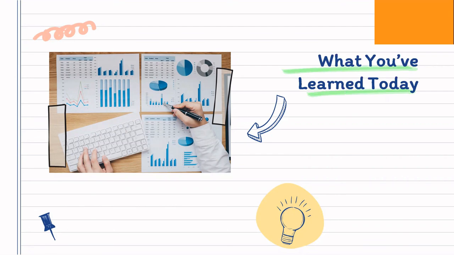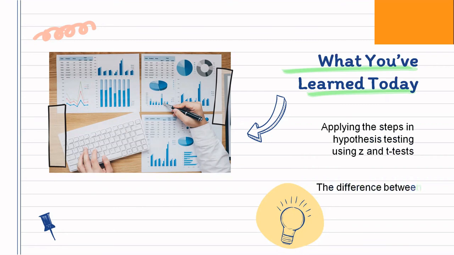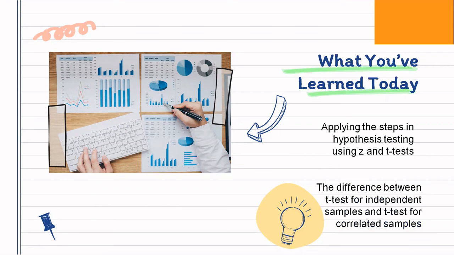Now we're done with our lesson. What you've learned today: we applied the steps in hypothesis testing using Z and T tests, and we learned the difference between t-tests for independent samples and t-tests for correlated samples. We also learned how to solve for the Z and T tests manually using formulas and also by using SPSS Statistics. Now that we have the idea of how to test the difference between means, I hope that you will be using this in your researches. And that's all for today. Thank you very much.